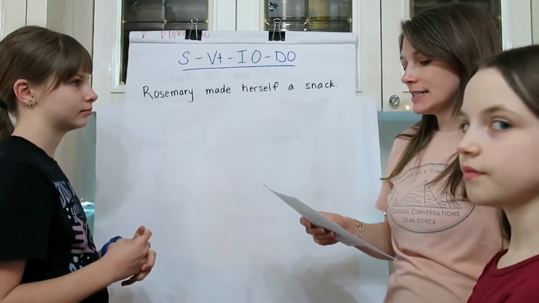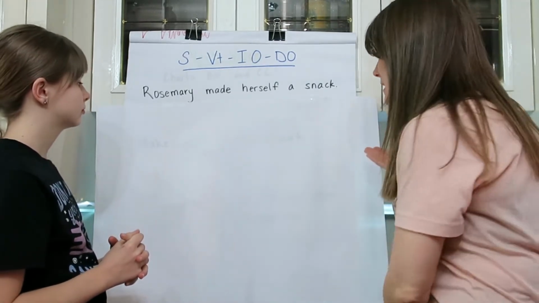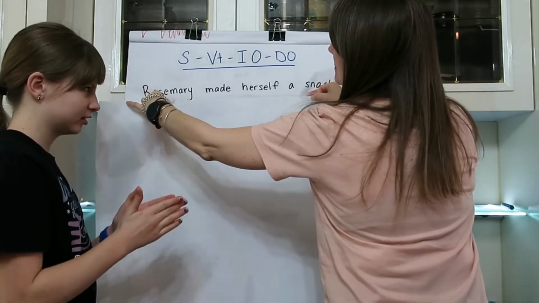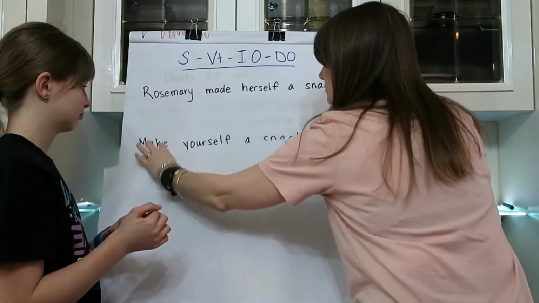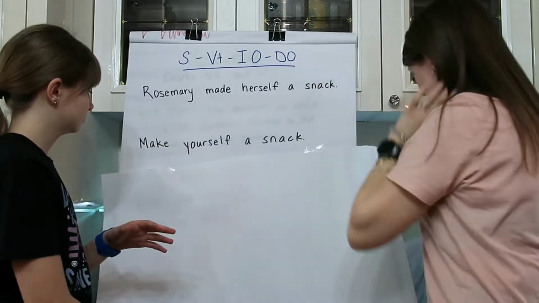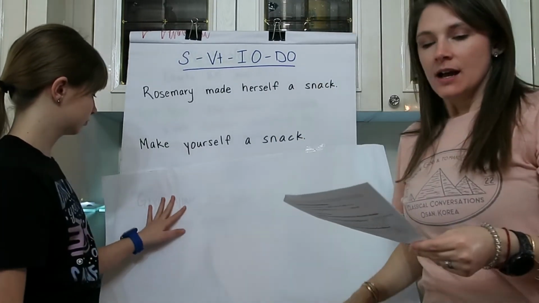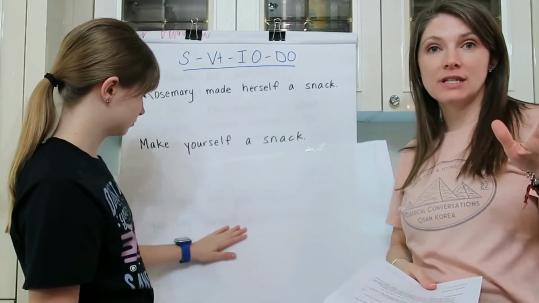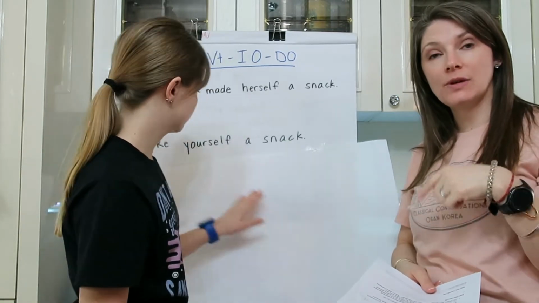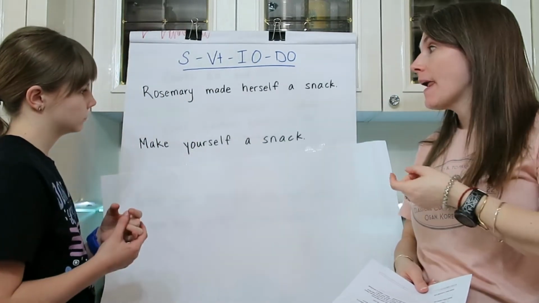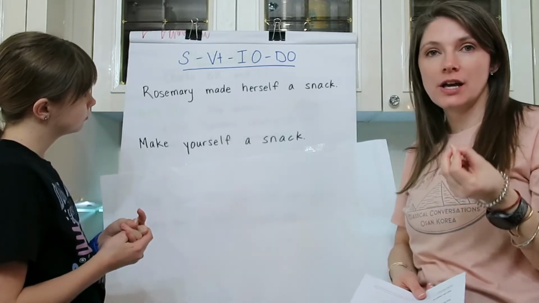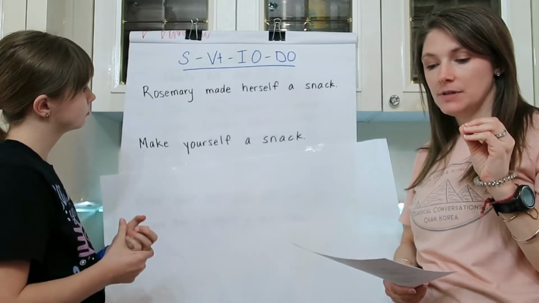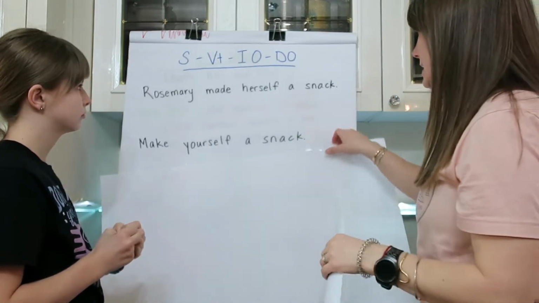So how would you make this into an imperative? Make yourself a snack. Very good. All right, so I'm gonna give you another example, but it's not going to be simple. This is where the new information comes in. We've done imperative sentences before, and we've done structures other than simple, but now we're gonna combine those and do imperative and not simple.